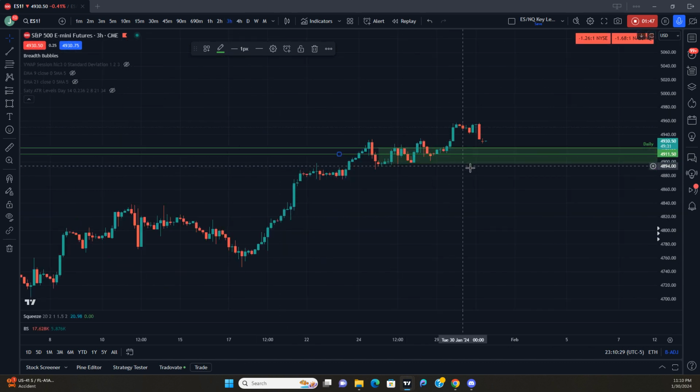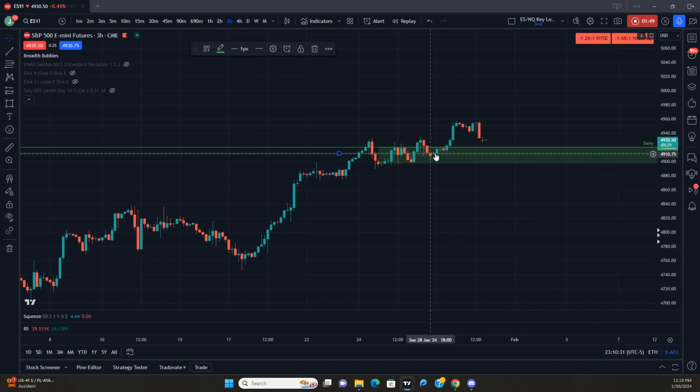Let's go to 3 hour. Okay, so now we have 3 hour where you see we have demand inside demand here, right? So this area is definitely going to be an area of interest going forward, especially with FOMC being tomorrow. I might note this 3 hour demand zone here just for me personally, because I know that 49.20 has been a pretty focal area going forward.